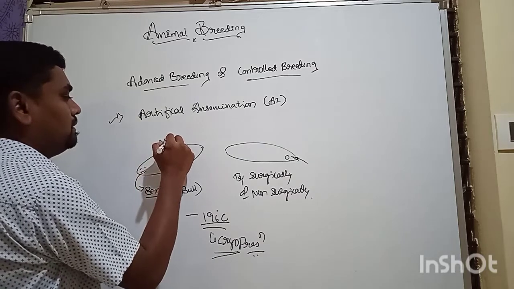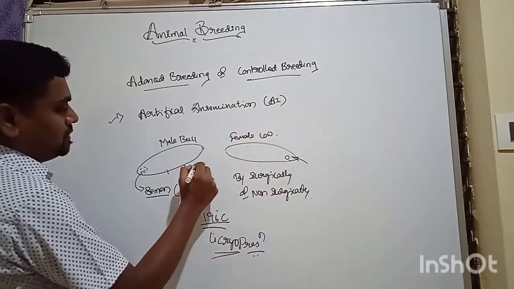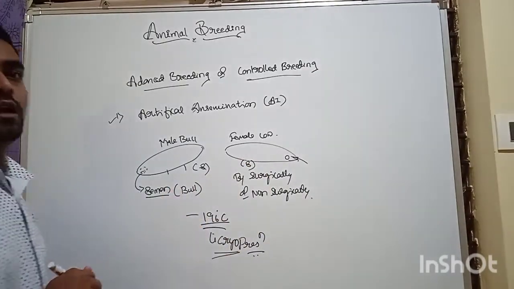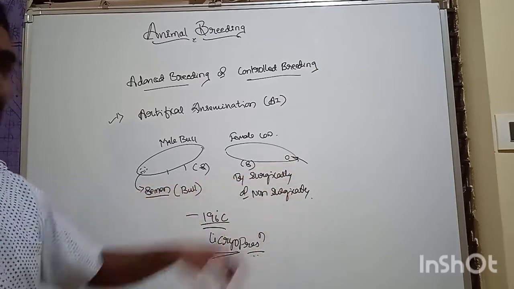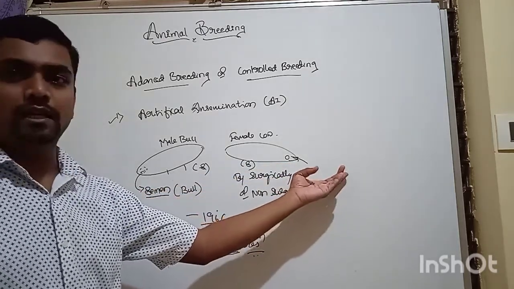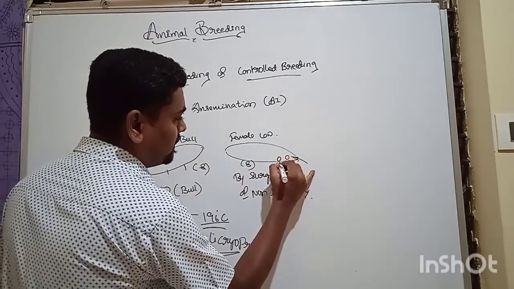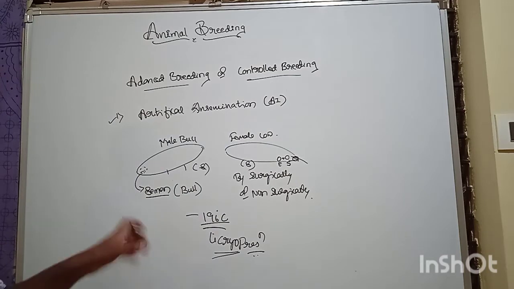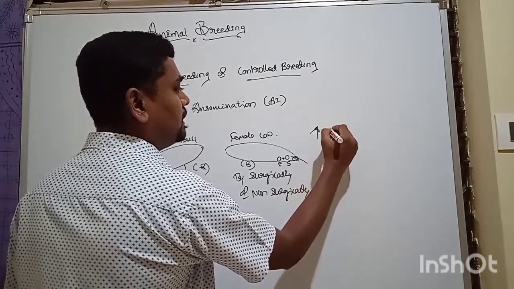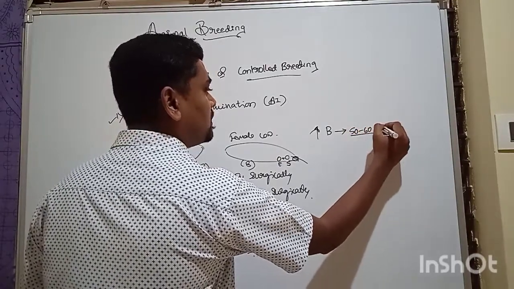Assume this is the male bull and this is the female cow, both superior. I'll collect the semen and insert it, either surgically, by cutting open and inserting, or non-surgically, through the rectum. This is the egg and this is the sperm. If this superior bull starts mating, what yield will I get in a year? In a year, if a bull does the mating, I'll get only 50 to 60 progenies.